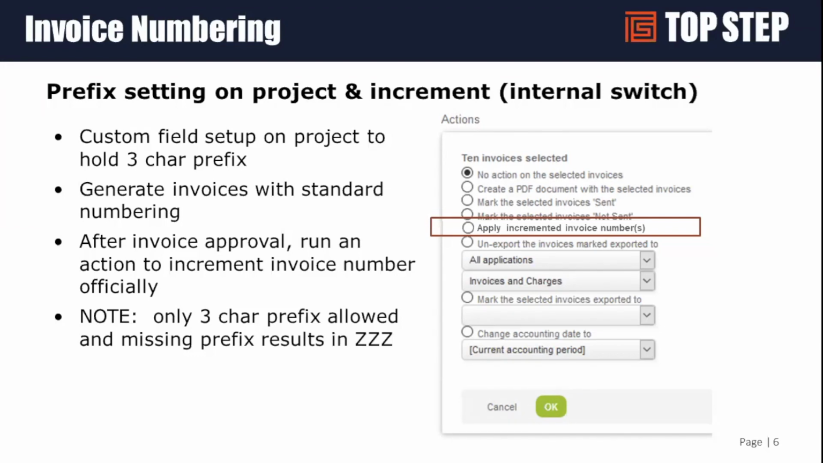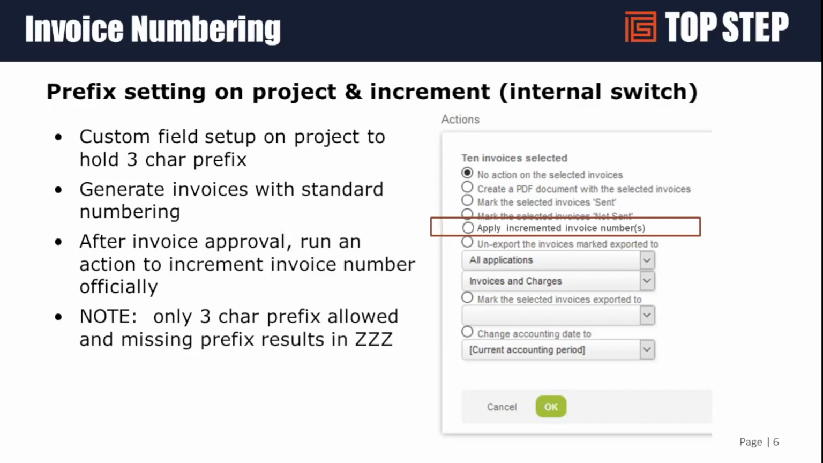Okay. The only challenge with this is that if you don't set a prefix on the project and you accidentally apply the incremented invoice number, it gets a prefix of ZZZ. That never looks that great. Or if you try to set up, like, two characters, because it's a custom field that holds it and it's a drop-down, the drop-downs are not going to make you put 3 characters in. So if for some reason you put 4 or 2, you're going to get the ZZZ again.